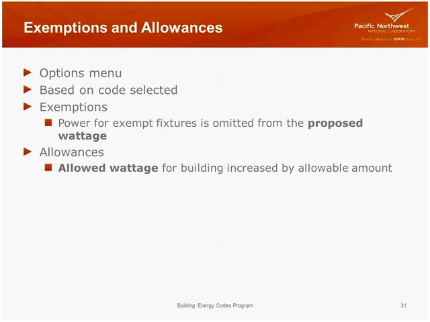Allowances work a little bit differently. The allowed wattage for the building is increased by the allowed amount. And I'll show you in the software, if you have one of these, how that proposed or allowed wattage changes based upon what you're defining as that exemption or allowance.